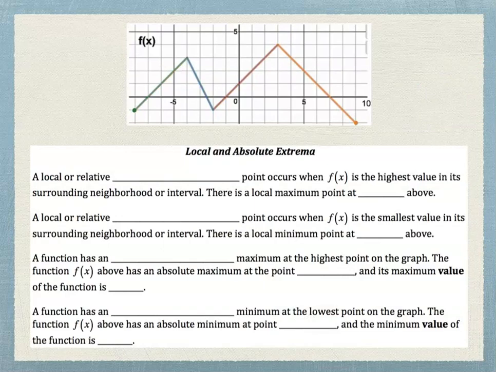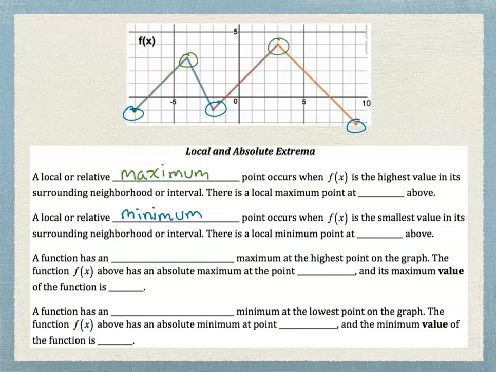A local or a relative maximum, we say, is the highest value in the surrounding neighborhood. So like the mountaintop, right? Here is a maximum and here is a maximum. It's exactly what you think it might be. A local or relative minimum is the lowest value in the neighborhood. So a minimum is here, and then these endpoints are also minimums. Those are the lowest points around.